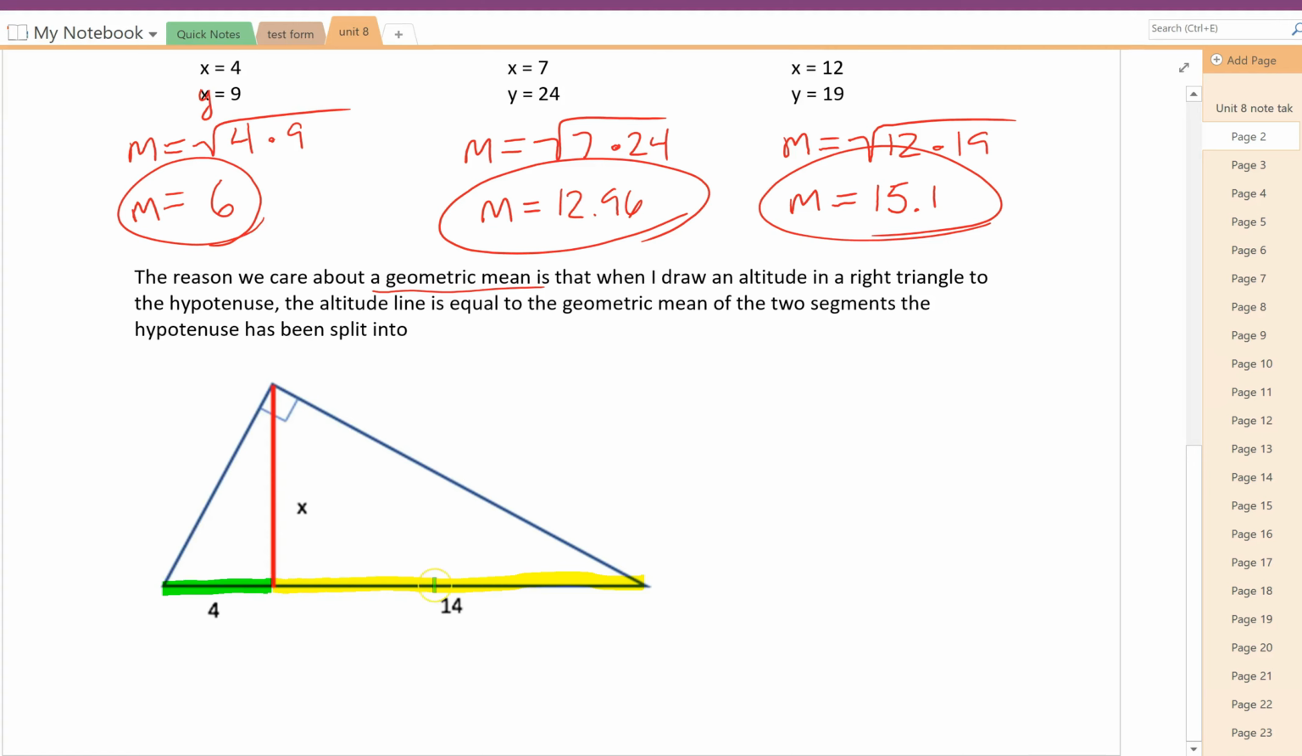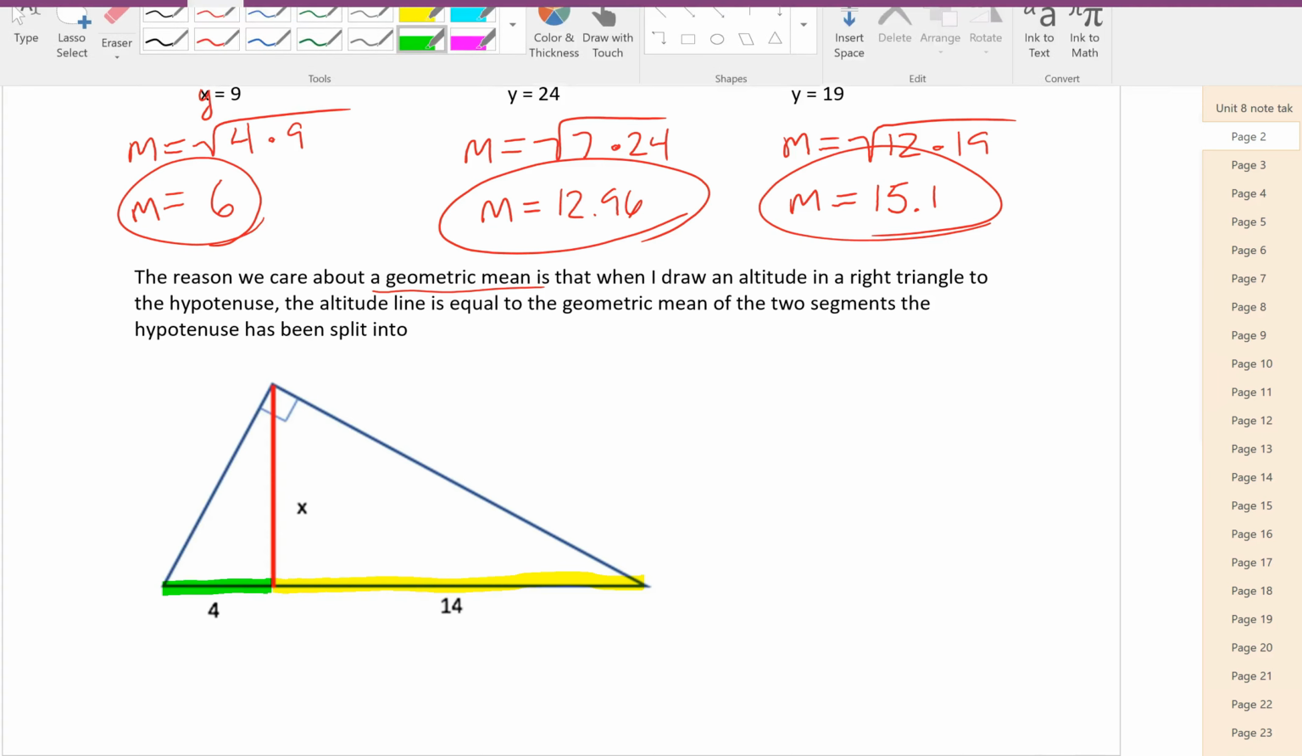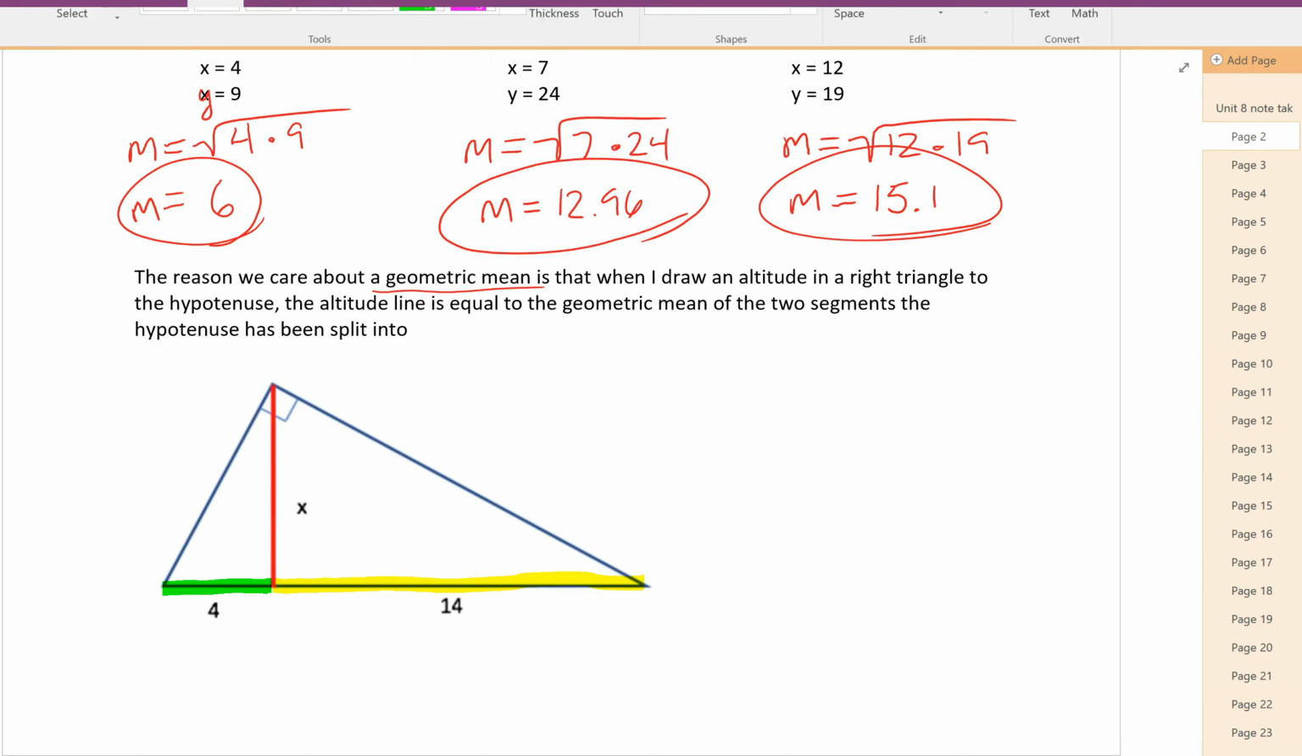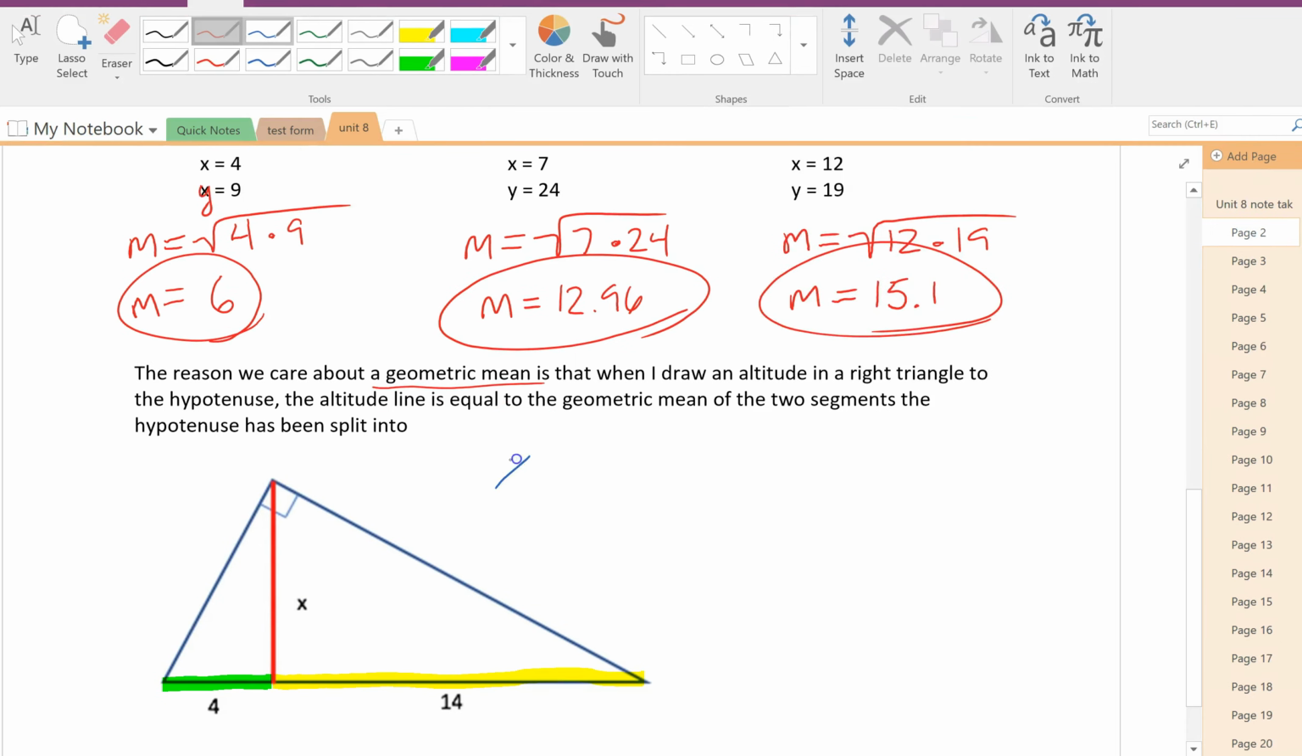Hypotenuse, why is this the hypotenuse? Well, because it's the side that's across the triangle from the right angle. So an altitude line, this red one right here, splits the hypotenuse into 2 parts. The length of the altitude, or what I'm calling x right now, is just equal to the geometric mean of the 2 parts of the hypotenuse that altitude created.